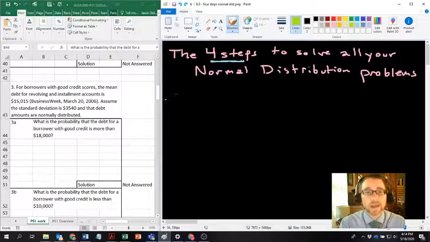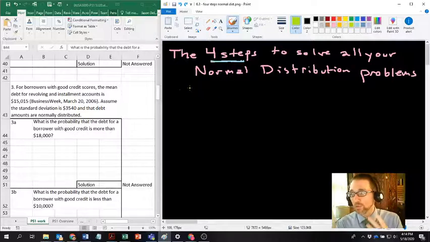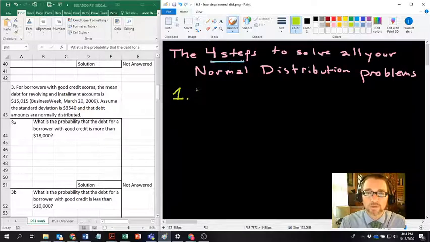Okay, so how do we solve a problem like this? Well, to solve normal distribution problems, what we want to do is we want to model them. So how do we model and work our way through them? Well, the first thing we're going to do is we're going to turn our question into a picture.